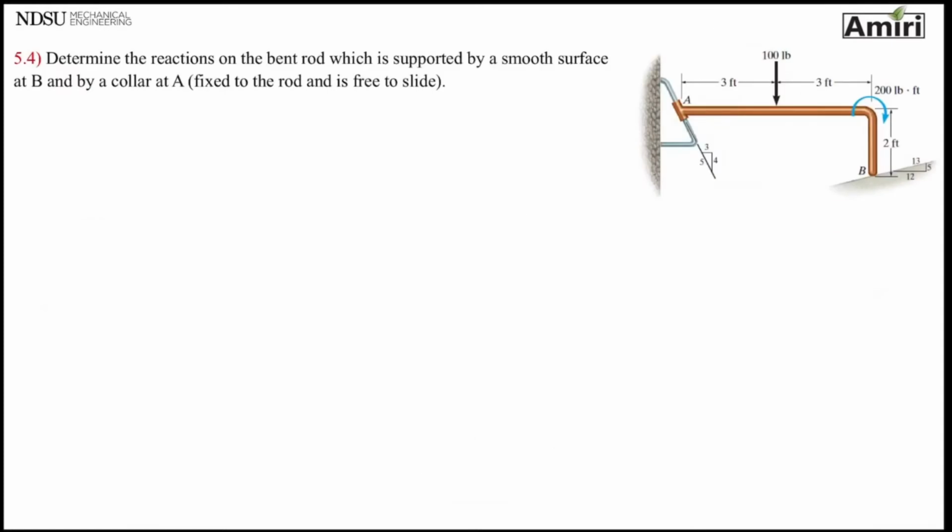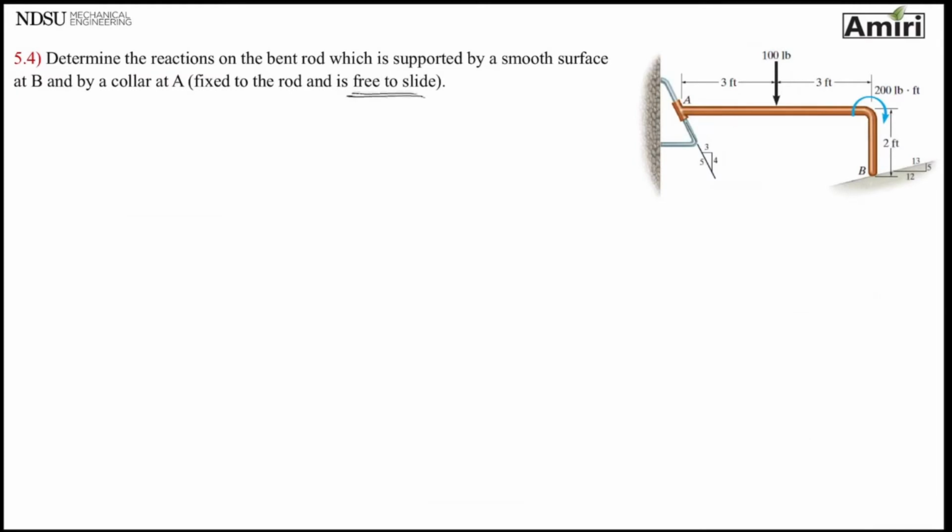So let's look at another one with a little bit different support. Determine the reactions on the bent rod, which is supported by a smooth surface at B and by a collar at A, fixed to the rod, and it's free to slide. This is a little bit of a hint. It tells us which way it is moving and which way it is not moving.